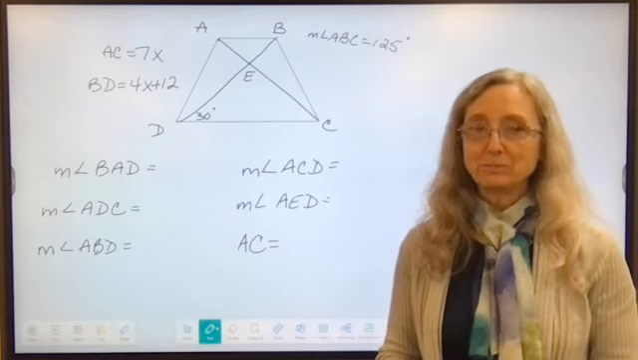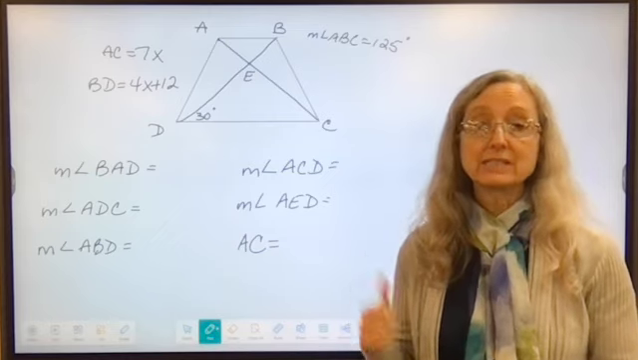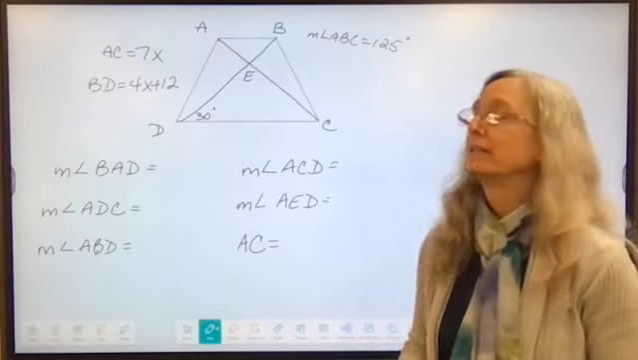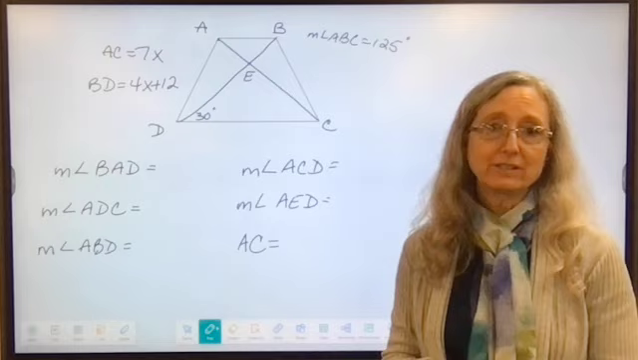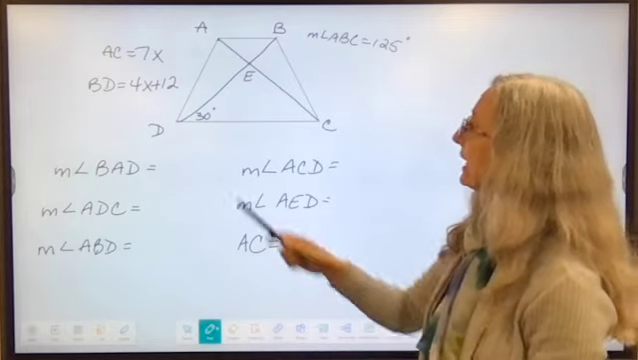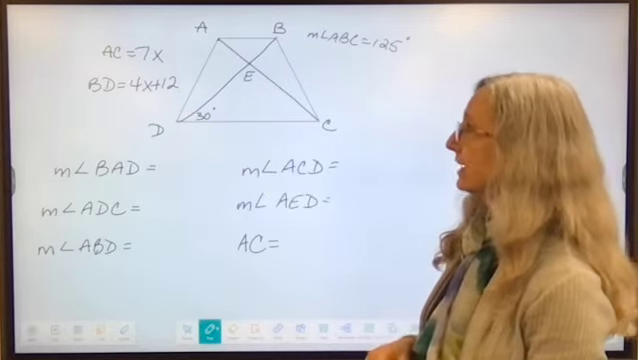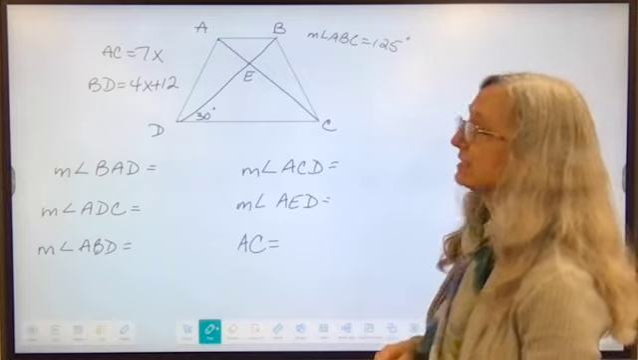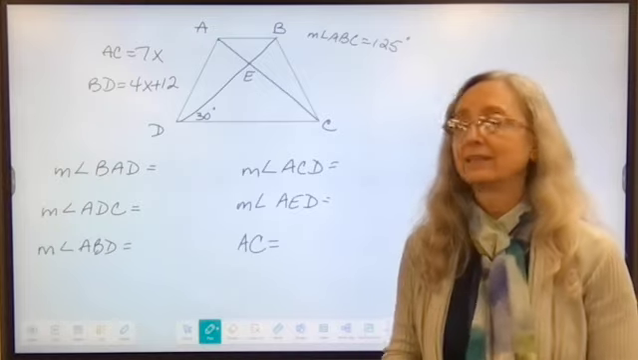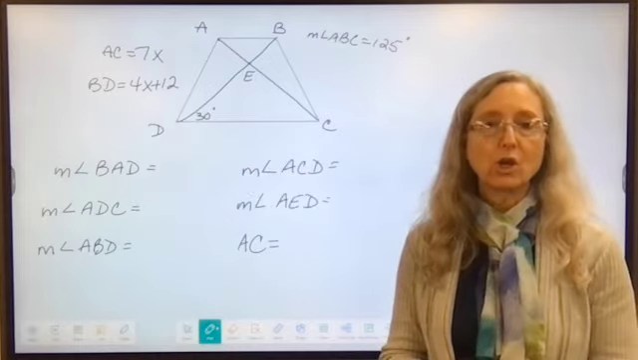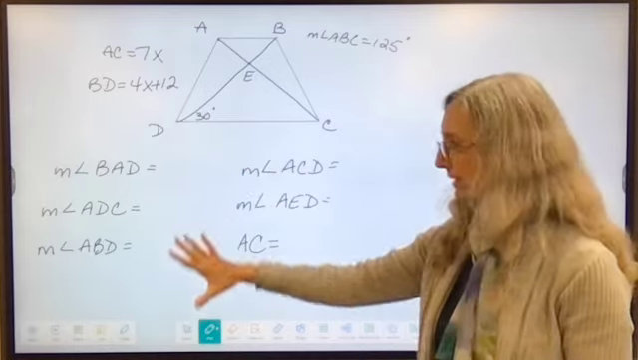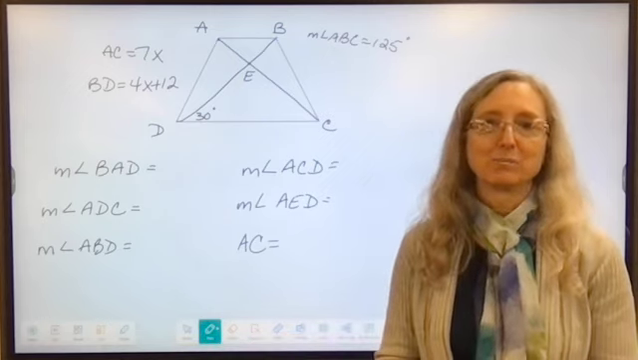Okay, here's a problem. This, I'm telling you, is an isosceles trapezoid. We are given that angle ABC is 125 degrees, diagonal AC is 7x, and diagonal BD is 4x plus 12, and this angle EDC is labeled 30 degrees. With that information, I want to find all of these measurements.